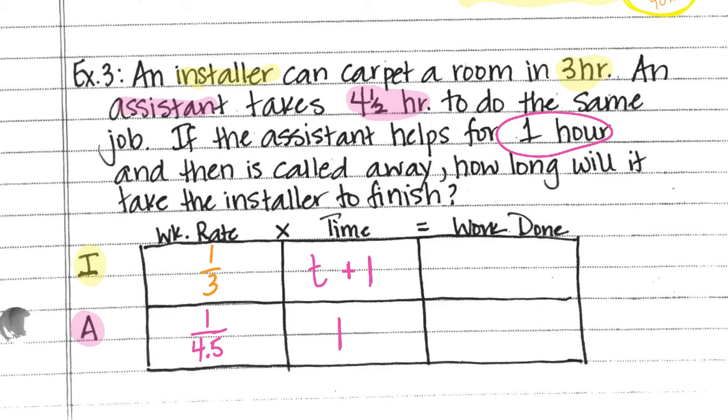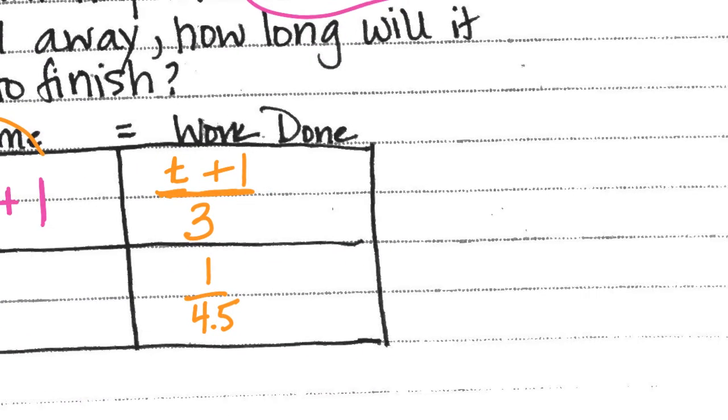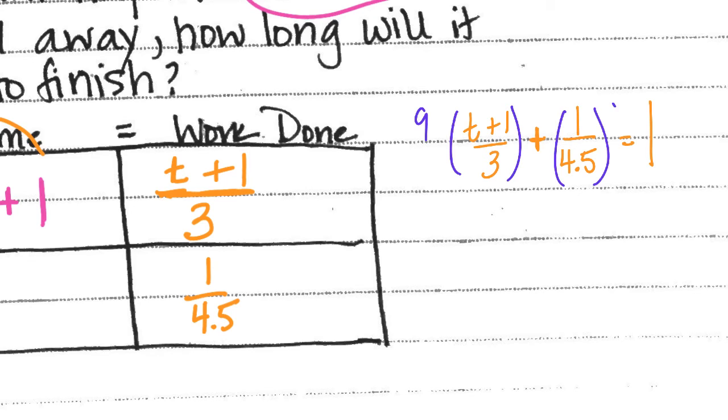So if I multiply here, let's just put t plus 1 all over 3 because we're just multiplying. And for the assistant, I get 1 over 4.5. Remember, I have the installer's work rate and time, which is t plus 1 over 3. I'm going to add that to my assistant, and that is going to equal 1 job. They complete 1 job. And this is why it worked. A common denominator between 3 and 4.5 was 9.